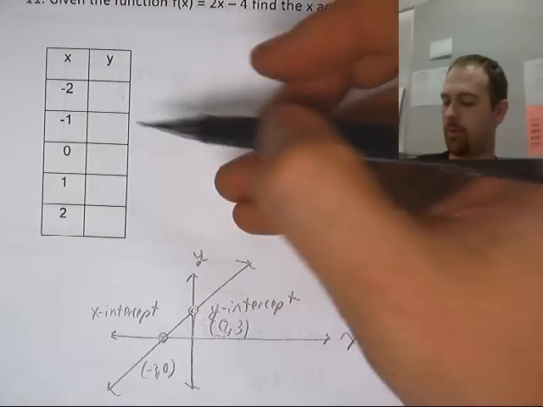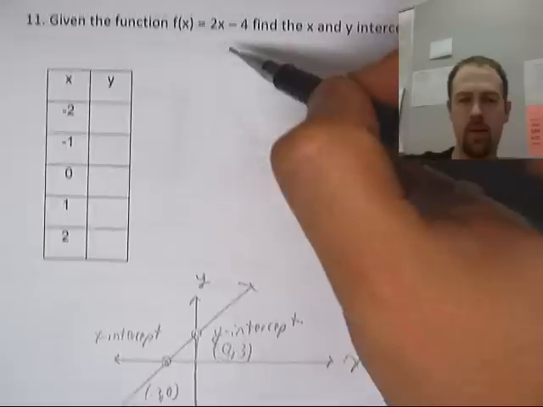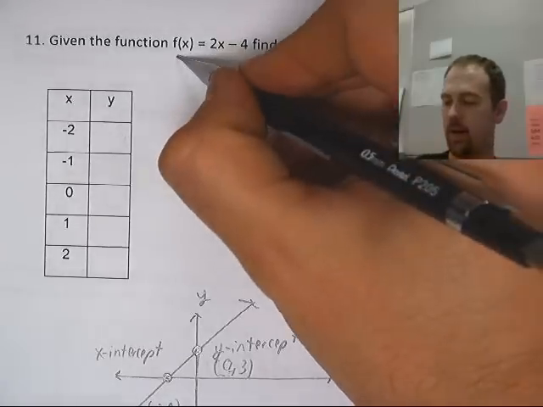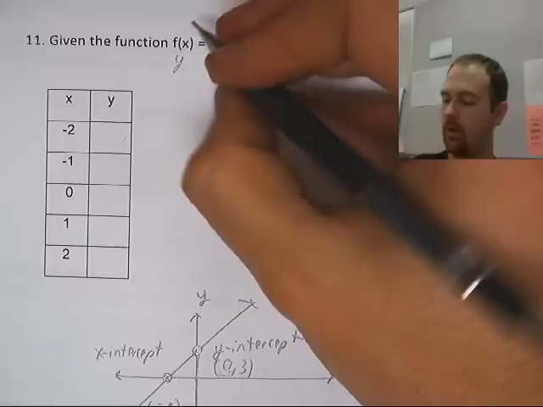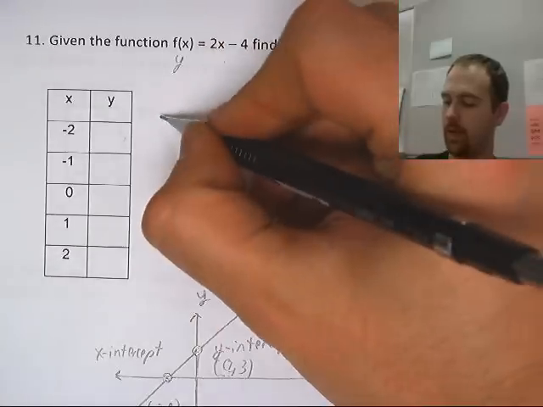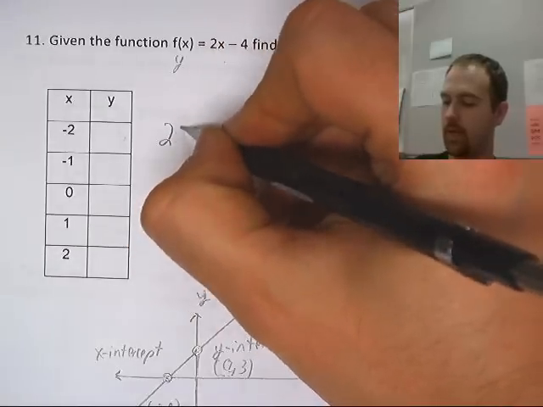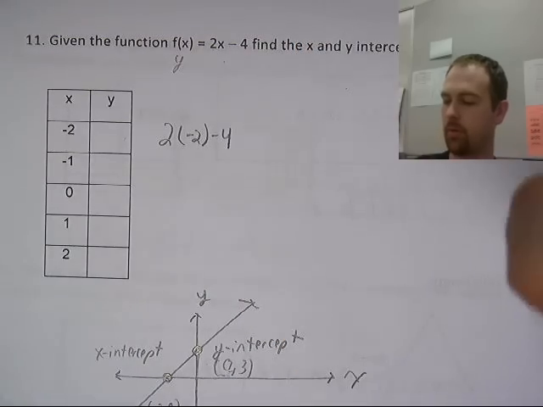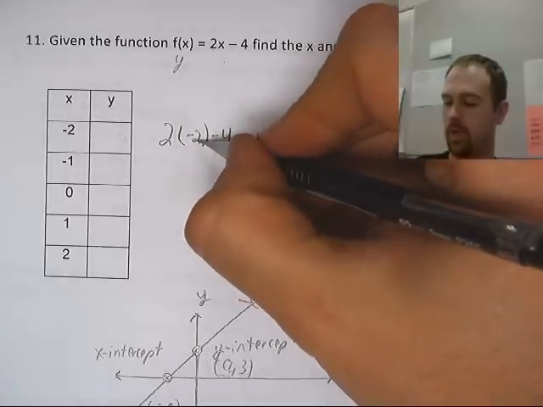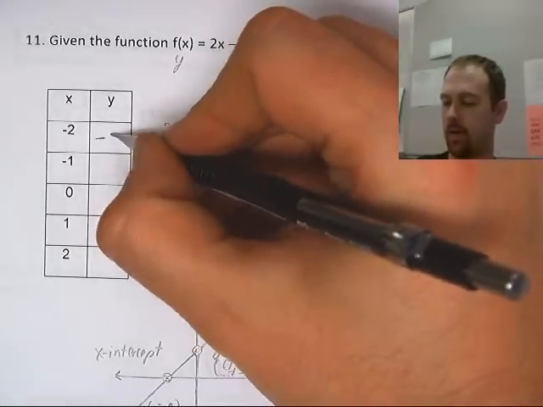As I'm going through, let's just plug everything in and see what we come up with. f of x, or y, is equal to 2x minus 4. So, let's go ahead and plug this in. 2 times -2 minus 4. Well, 2 times -2 is going to give me -4, minus 4 is -8.